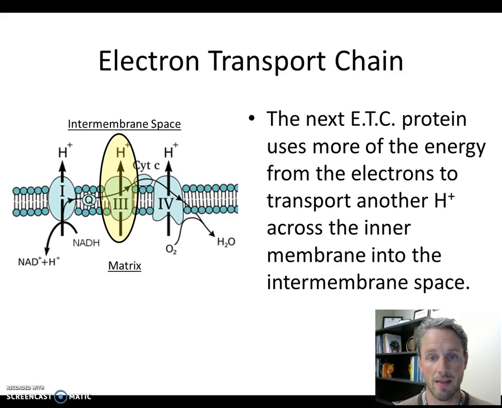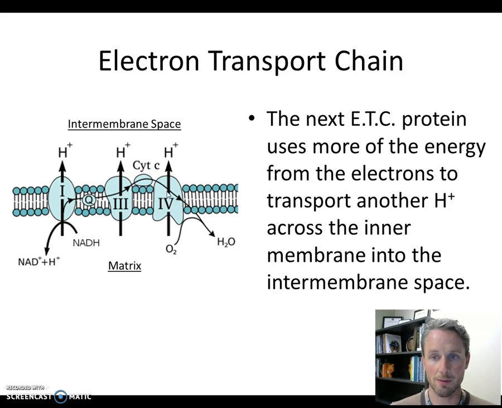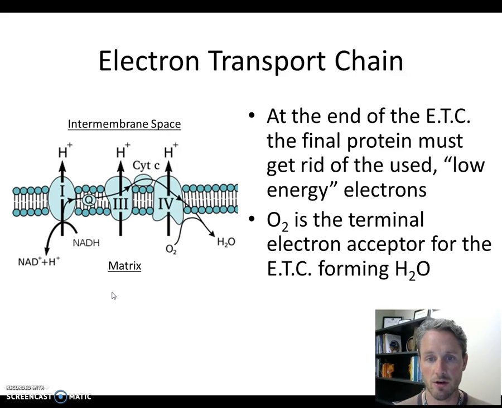So that's what goes on in that next protein. Once that protein is done doing that, it gives away the electrons again. So the electrons are passed to the next protein in the chain. And that's what this protein, cytochrome C, does. It moves the electrons from this protein to the next protein in the chain. You might be able to catch on already that this next protein does the same thing that the first two proteins did. It uses the energy in the electrons to transport yet another H plus ion from the matrix to the intermembrane space. Now there are just three of those proteins that do that job. This is the last one, moving an H plus ion from the matrix to the intermembrane space. And we've reached the end of our electron transport chain.